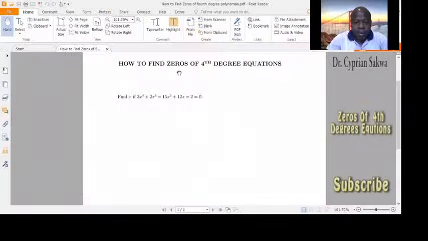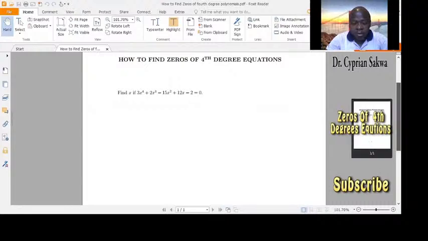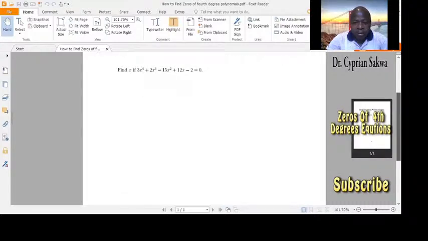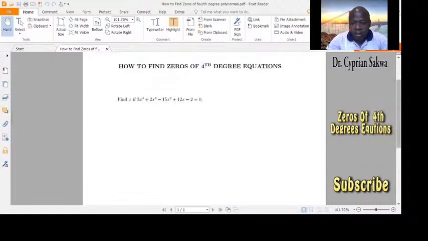Today we'll be looking at how to find the zeros of fourth degree equations. That is, suppose you're given an equation of fourth order, fourth degree, an equation with the power 4. Can we find solutions to this equation? Can we find zeros to this equation? So we'll look at just one example to illustrate how to find the zeros or solutions or roots to this kind of equation where we have the highest power being 4.